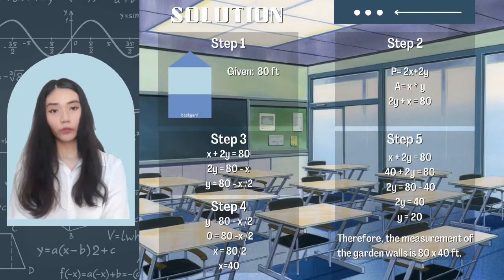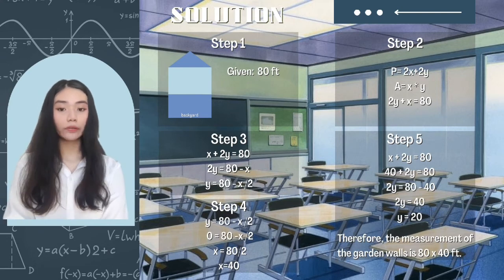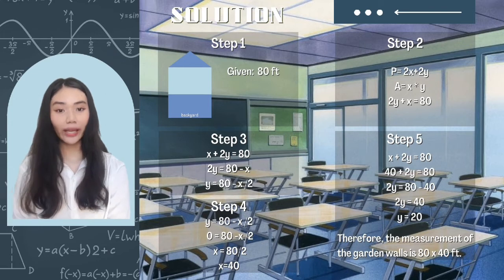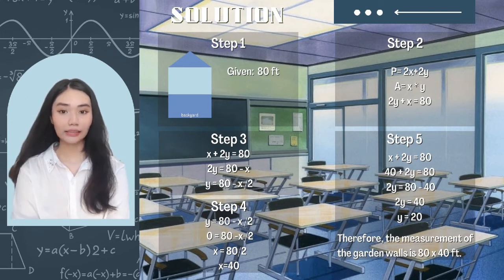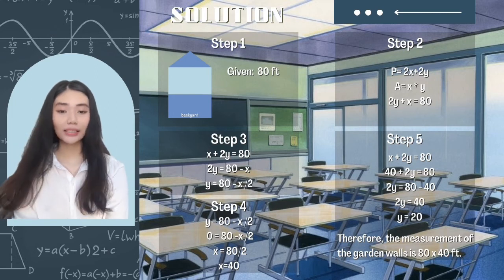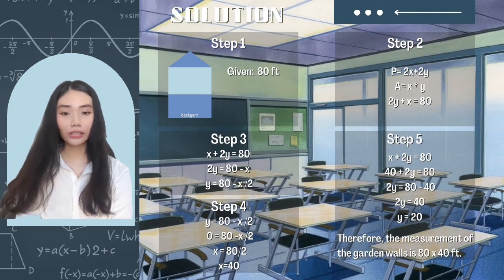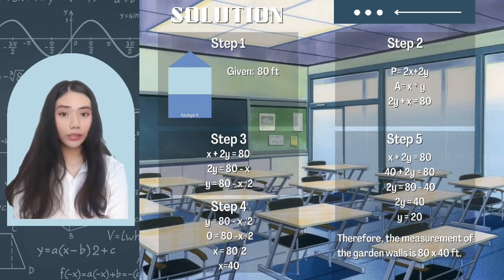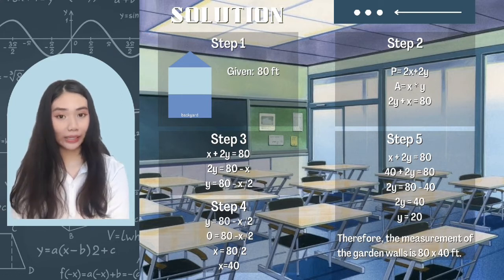Step 1. Visualize and draw the problem, and we have a top view of the house and a rectangular garden. Step 2 is to create objective and constraint equations. We can see that the formula for the perimeter and area of a rectangle gives 2x plus 2y is equal to 80. And since one side of the garden is the wall of the house, we reduce a side of the rectangle, making our formula 2y plus x is equal to 80.